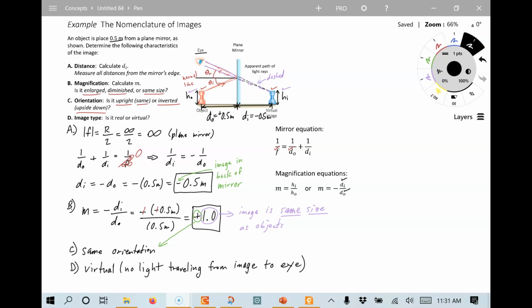Now this example problem really is a good one to see at the beginning, because as you go on and solve problems, peer review problems, homework problems, you're often going to be asked to characterize the image based on these various properties: distance, magnification, orientation, image type. Whether you're using mirrors or lenses, all of the images can be characterized by these same 4 ways.